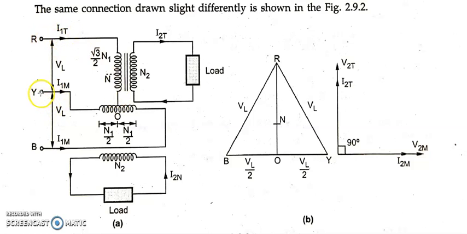Now coming to this Y to O, that is IY. Let us say I need to find out the value of IY. Is IY equal to I1M? No, right? Why?